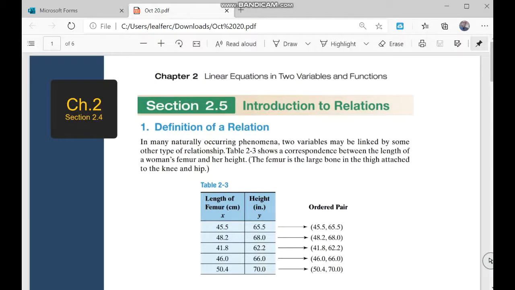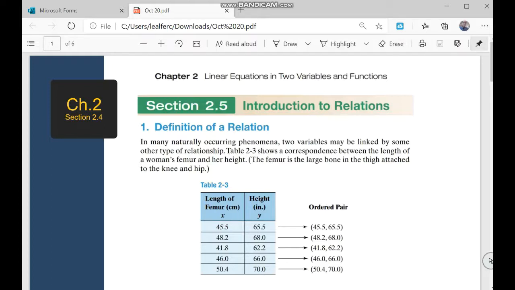Relations. So we start in section 2.5, Introduction to Relations, definition of a relation. This definition here is a bit confusing. I don't like it. We are following this reference book, and I don't like it very much because it says many naturally occurring phenomena, two variables, and this is difficult.